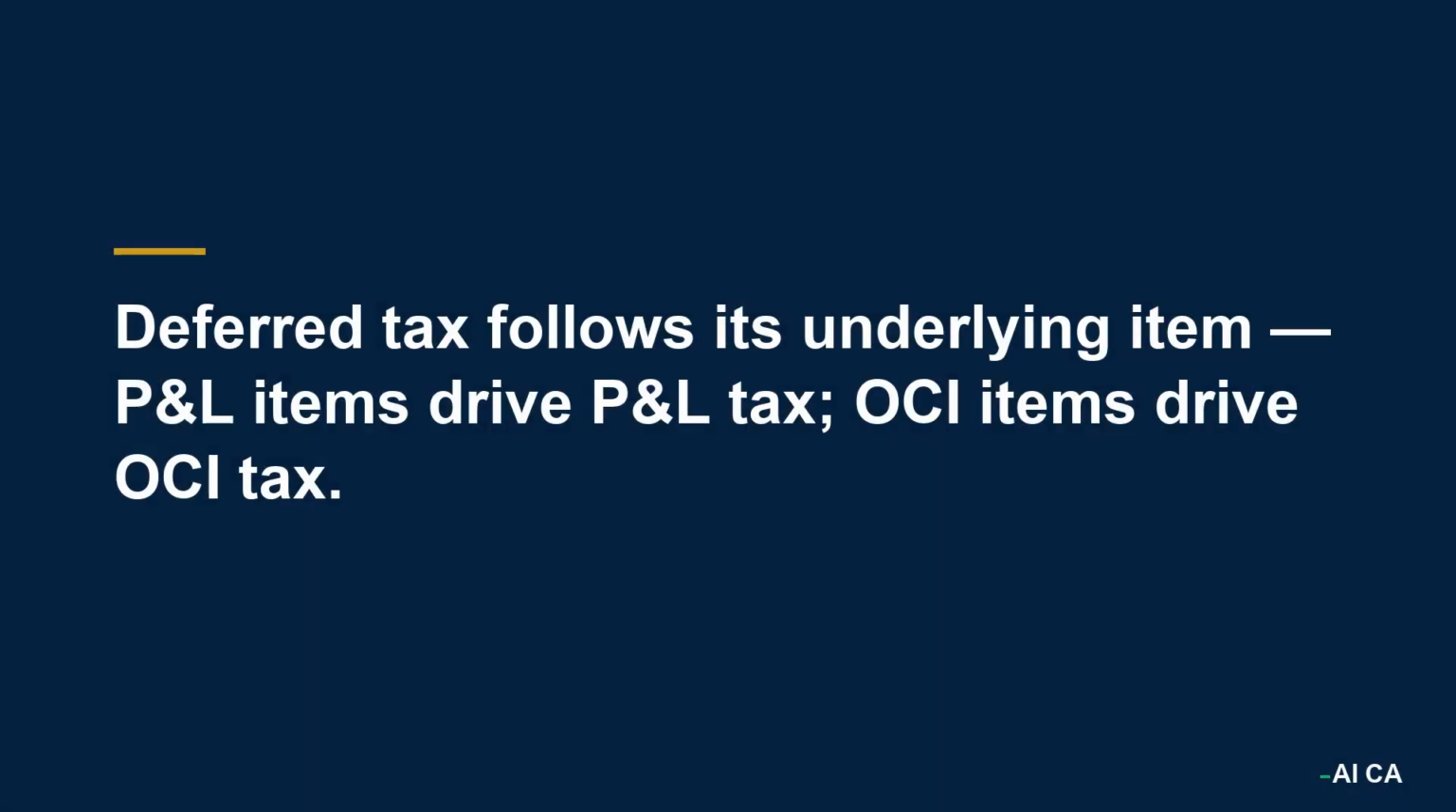Where a deferred tax movement originates determines where you recognize it. If the underlying item went through profit or loss, the deferred tax charge or credit also goes through profit or loss. If the underlying item went through other comprehensive income, a revaluation surplus or a remeasurement of a defined benefit obligation, the related deferred tax follows it into OCI. This is often called the follow-through principle, and getting it wrong is a common exam and real-world error.